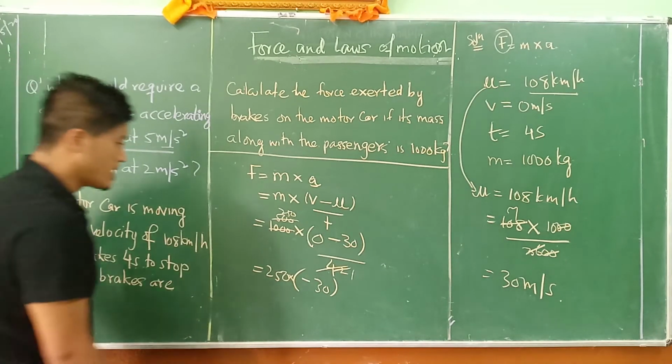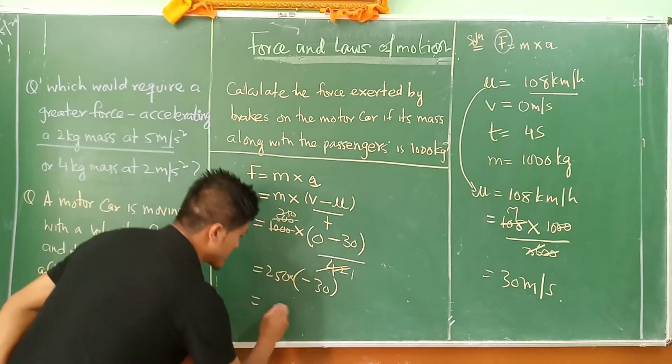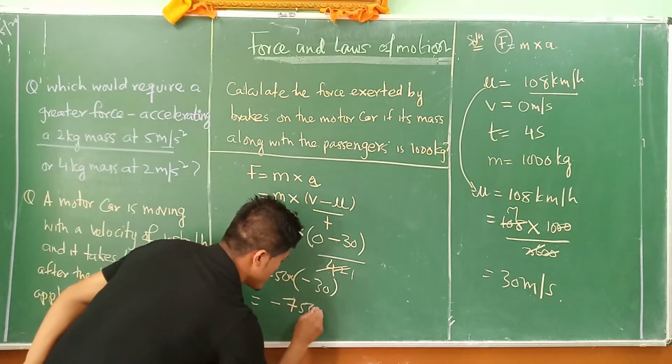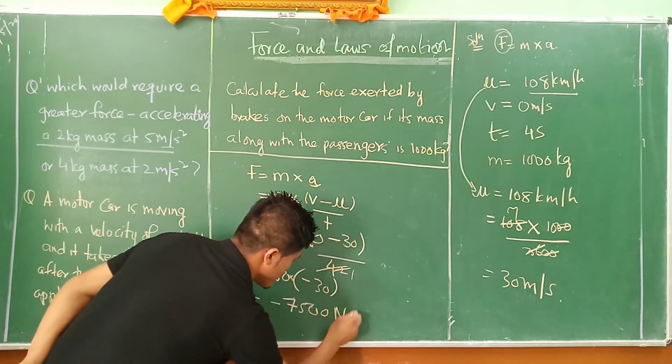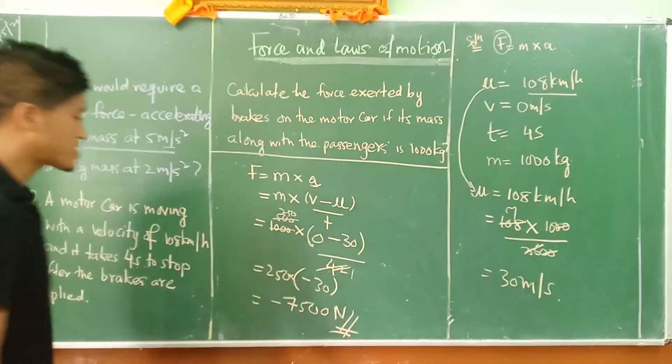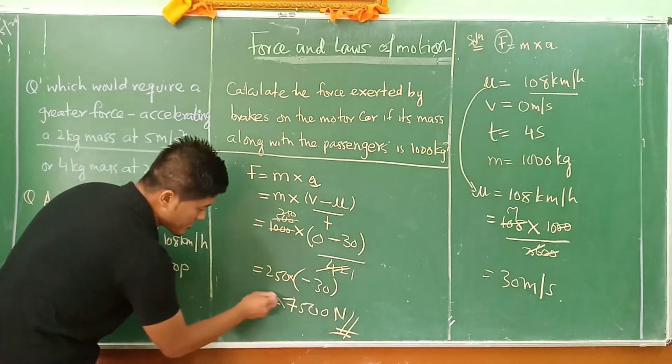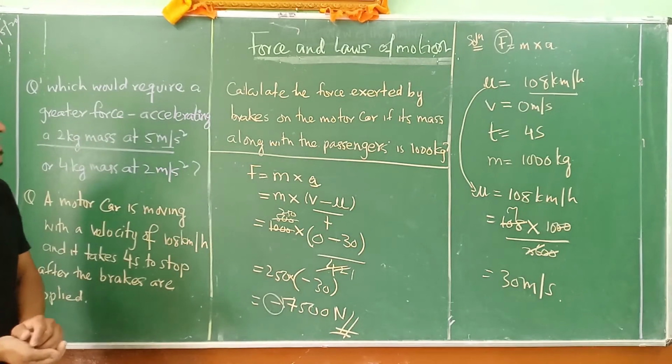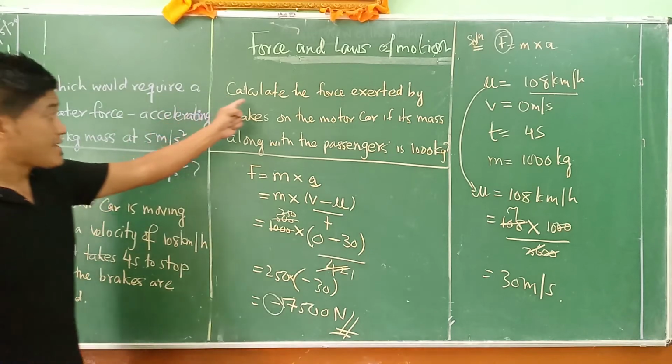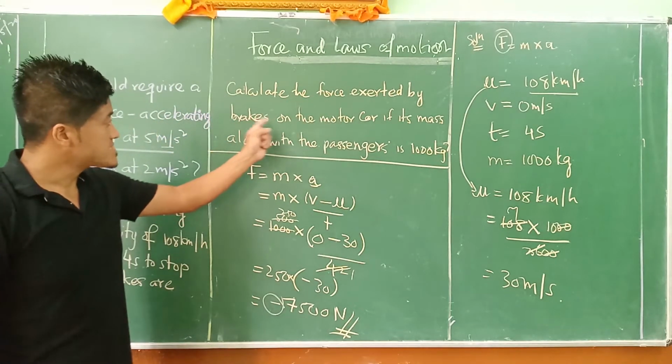Right? Okay. Now when you multiply these two, what will you get? Minus 7500 Newton. Now look here. Our answer is coming in minus here. Why? Now look here. Calculate the force exerted by the brakes on the motor car.